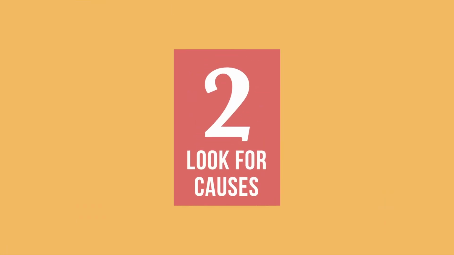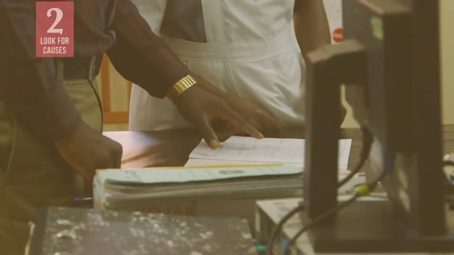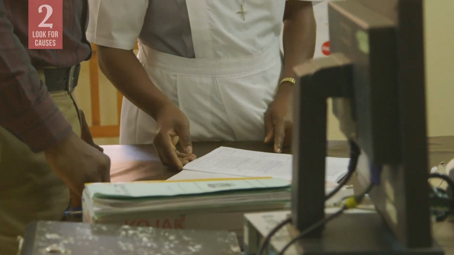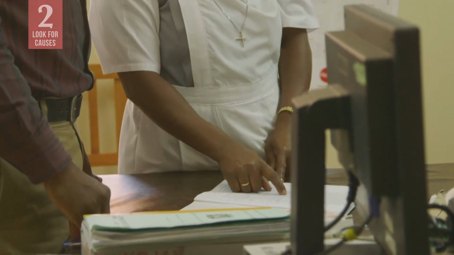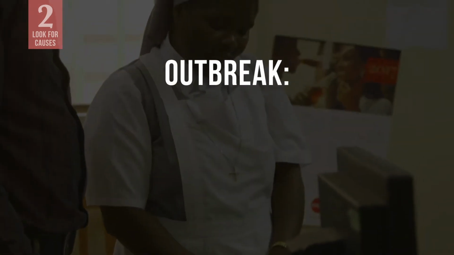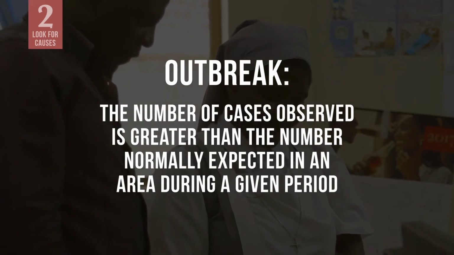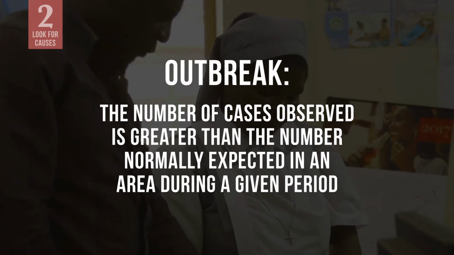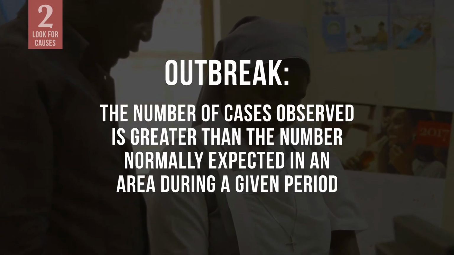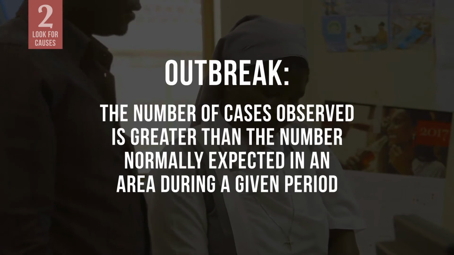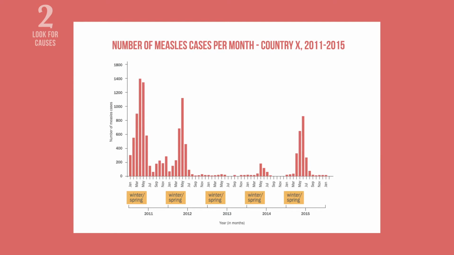Next, look for the underlying causes for an increase in cases. First, determine whether the increase represents an outbreak. Remember, you can identify an outbreak when the number of cases observed is greater than the number normally expected in an area during a given period. These numbers will vary among different diseases and locations. To identify or rule out an outbreak, compare surveillance data with previous years to look for epidemic trends.